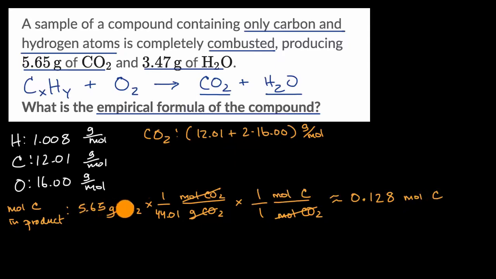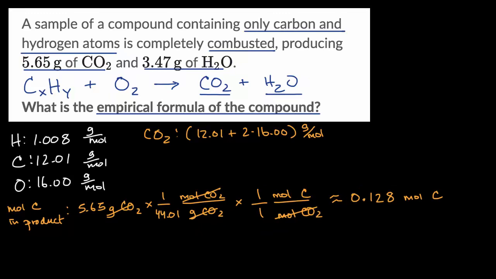If this is how many grams of carbon dioxide we have, and a mole of carbon dioxide is going to have a mass of 44.01 grams, well then 5.65 over this is going to tell us what fraction of a mole we have of carbon dioxide. And then whatever that number of moles we have of carbon dioxide is going to be the same as the moles of carbon, because we have 1 atom of carbon for every carbon dioxide molecule. So that all makes sense.